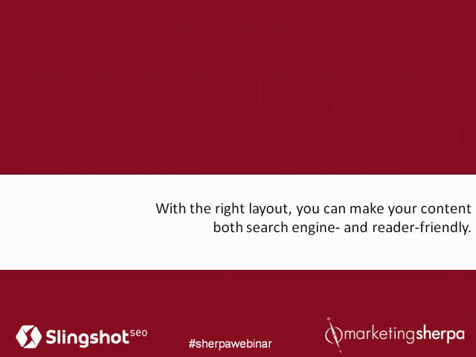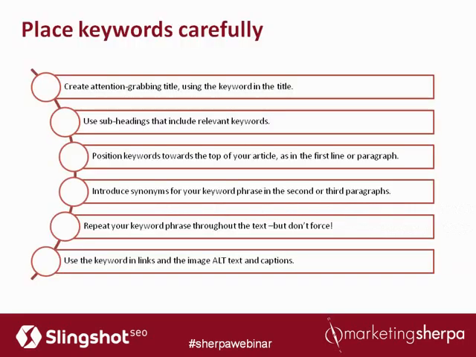So finally, let's look at structure. Striking the right balance between SEO effectiveness and readability can be tricky, but with the right layout, you can make your content both search engine and reader friendly. So, of course, you want to think of your keywords and how you place these. Create an attention-grabbing title. I mean, use the keyword in the title. Use in your subheadings, your H2, H3 tags, relevant keywords.